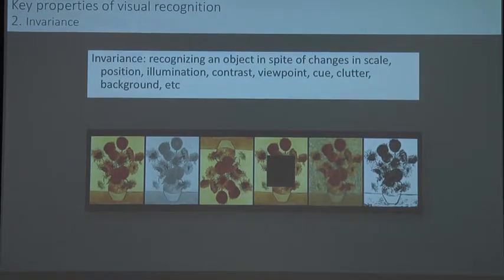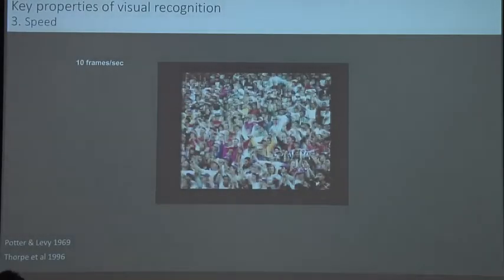Any object can cast an infinite number of projections onto the retina. Those are transformations in terms of color, in terms of scale, in terms of rotation, in terms of occlusion, and so on. And we want to be able to recognize those objects despite all of these transformations. So one of the central challenges in visual recognition is the combination of exquisite selectivity with invariance to transformations. And all of this needs to happen very fast.